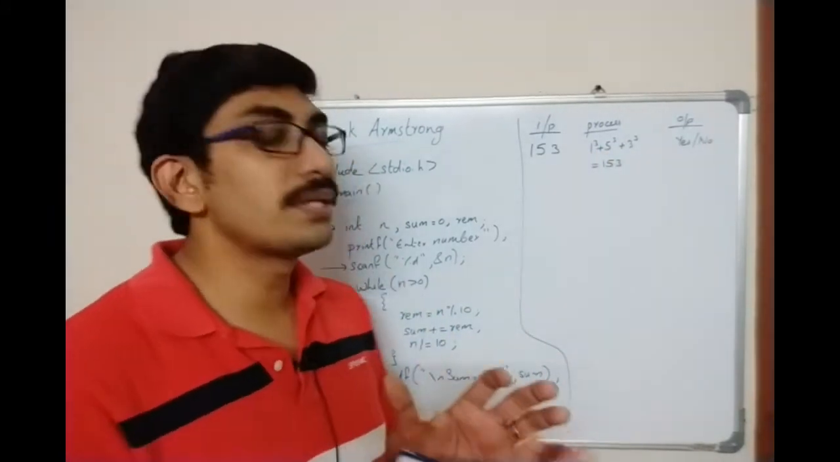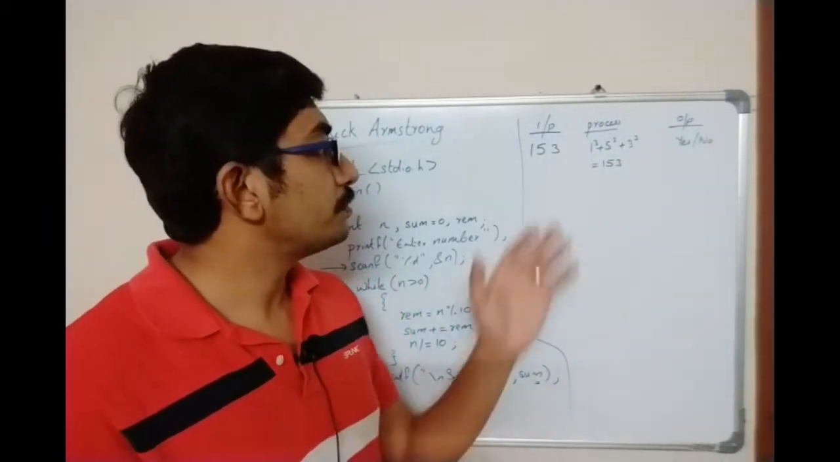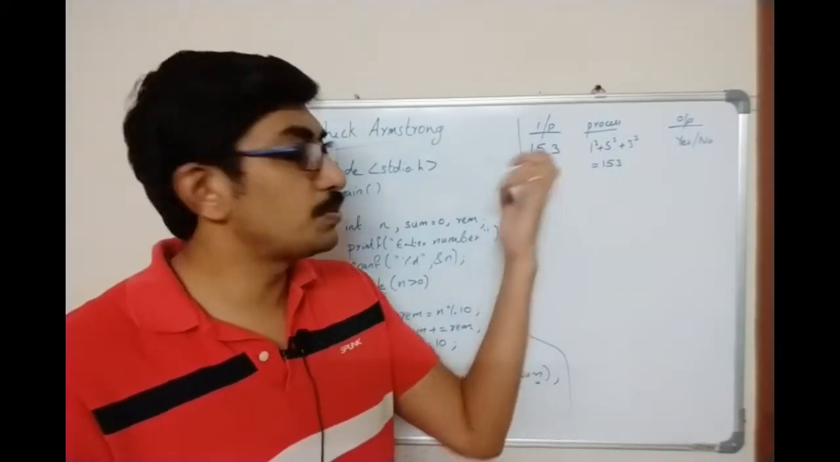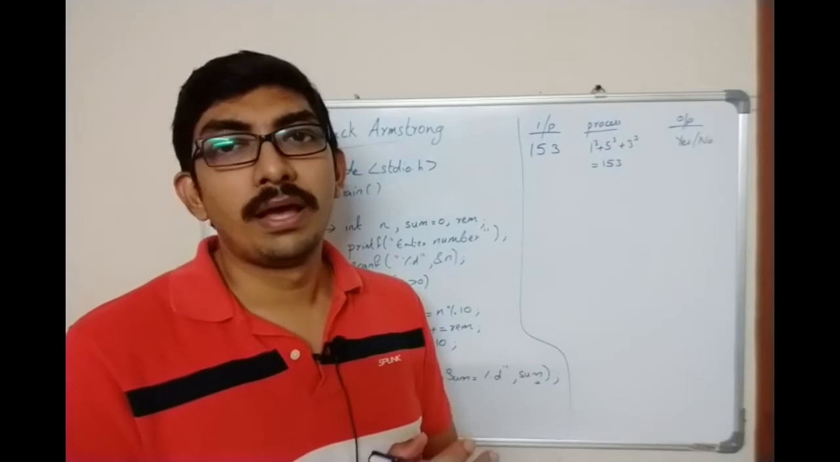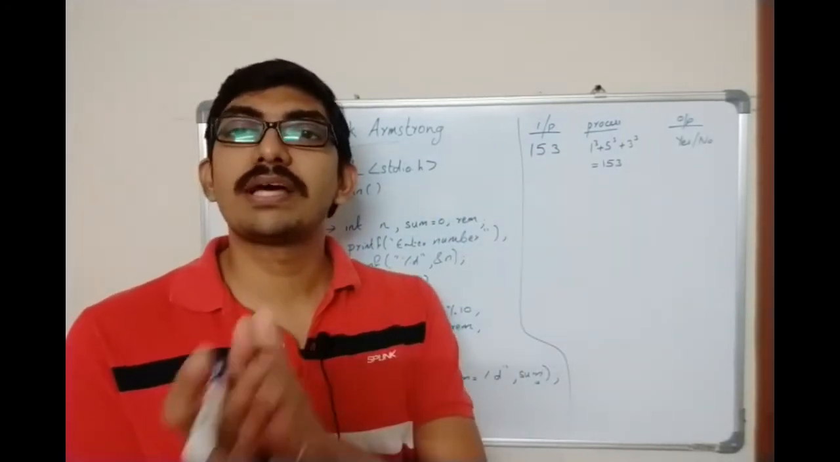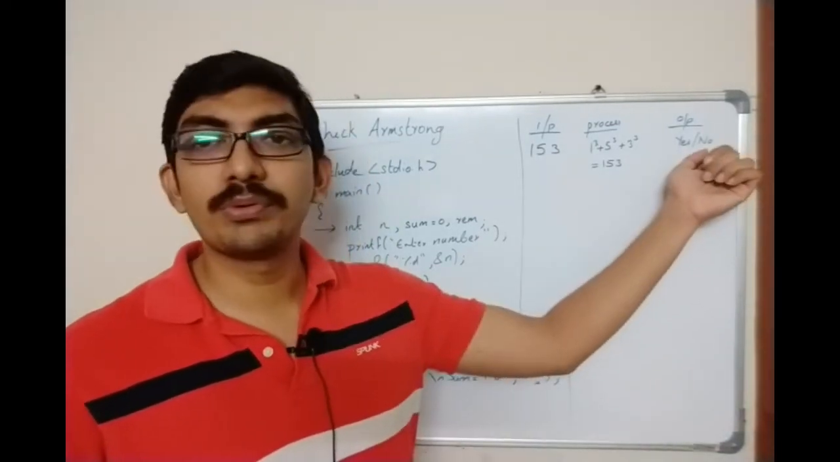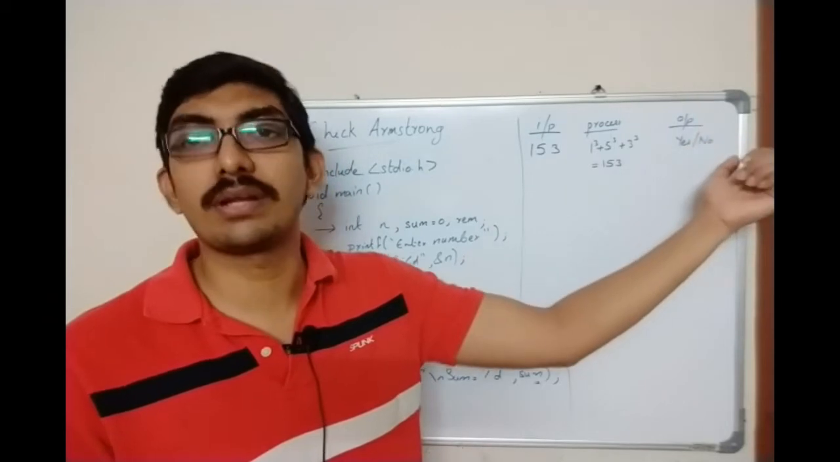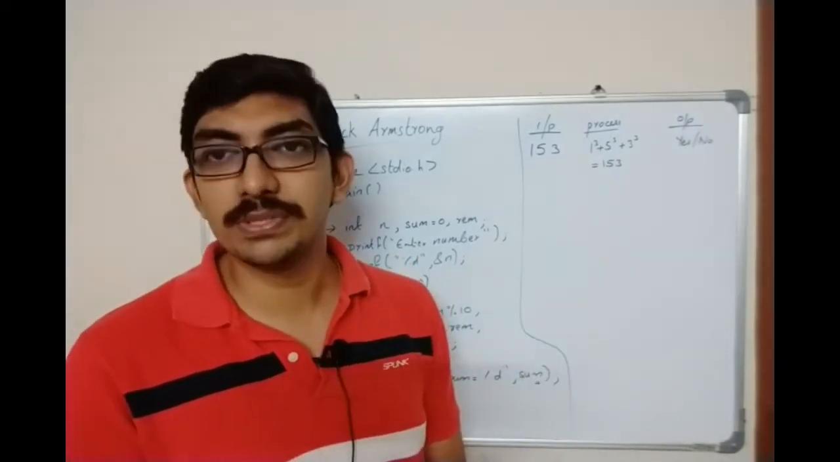So first we will see what an Armstrong number is. Suppose we have an input, I am writing it as 153. You can give any number. We are checking whether the given number is Armstrong or not, which means my output will be either yes or no, or I will say it is an Armstrong number or it is not an Armstrong number. So what is the process for checking that?